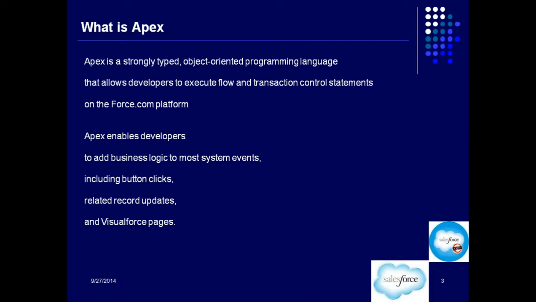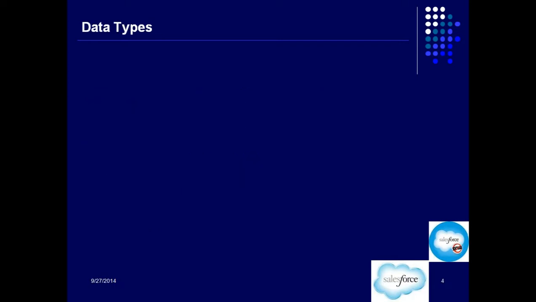Alright, so we'll keep it very simple. First of all, for any programming language, we need to define variables. To define any variables, we need to understand what data types are allowed by that language, that is, what type of variables we can define. So let's talk about the data types which we have in Apex.